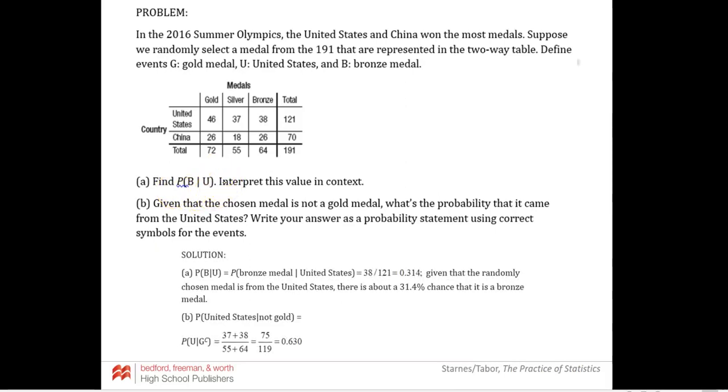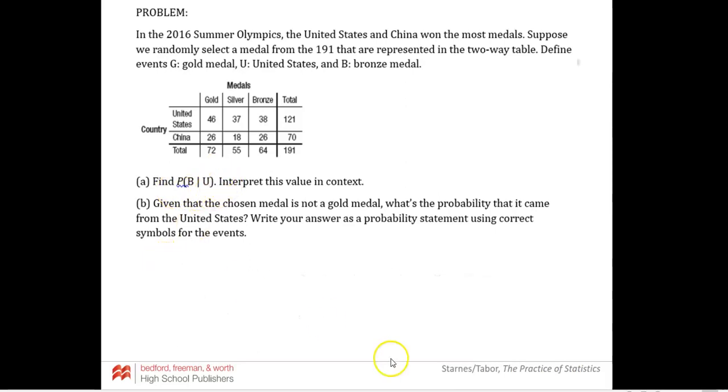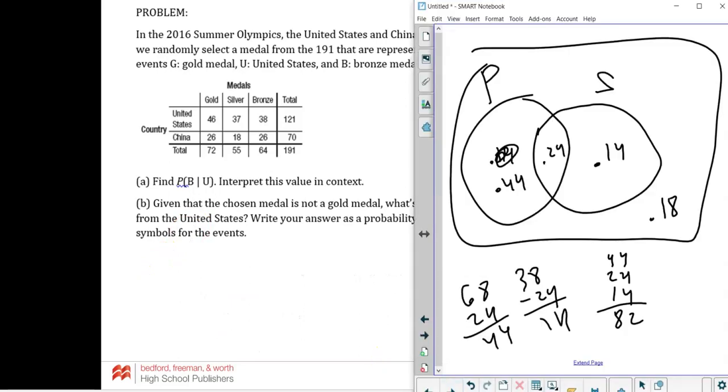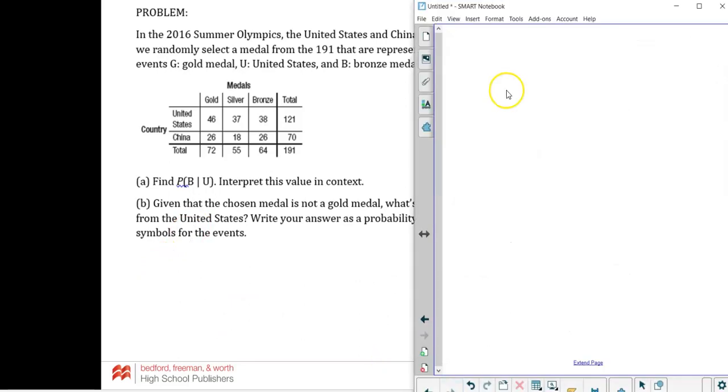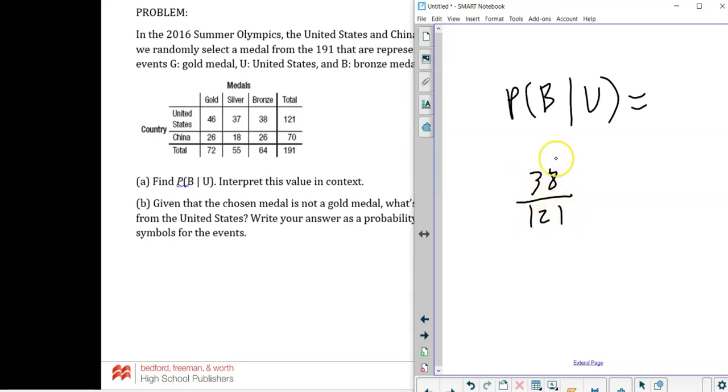Let me get out a sheet here so I can talk about it. When it says the probability of B given U, what that means is given you're United States. So we're only talking about United States, folks. So that's my denominator. So this would equal, there are 121 people in the United States. What's the probability that you're bronze? That would be 38. Again, the notation is given: what's the probability that you're bronze given that you are from the United States?